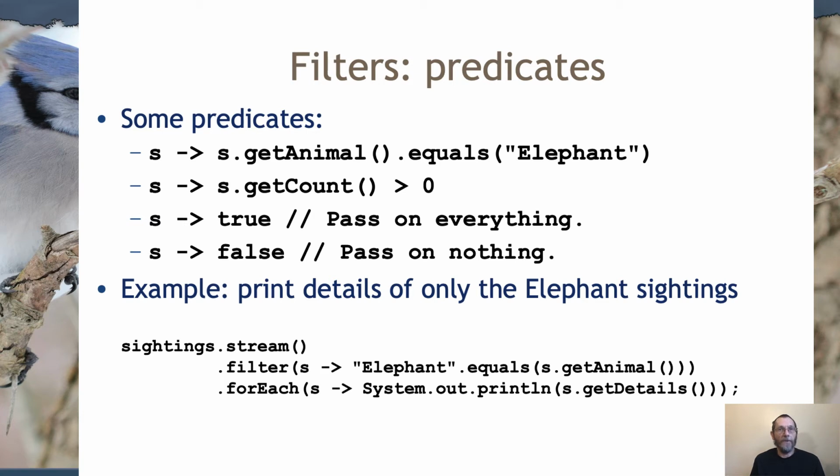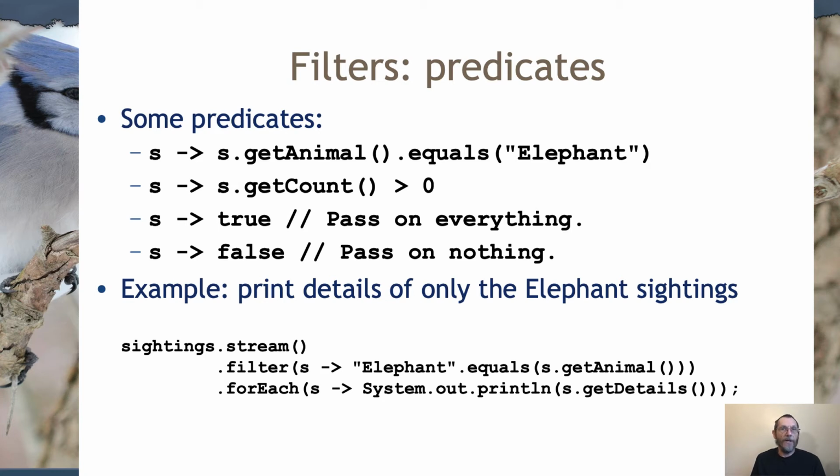And then there are a couple of slightly curious looking predicates, but there are occasions when it's useful to either pass everything on through to the next stage of the pipeline or pass nothing on. So those last two predicates express that. At the bottom, we've got a simplified version of the overall task that we want to perform. So here we're not actually summing the counts, we're simply printing out the details of only those elephant citings.